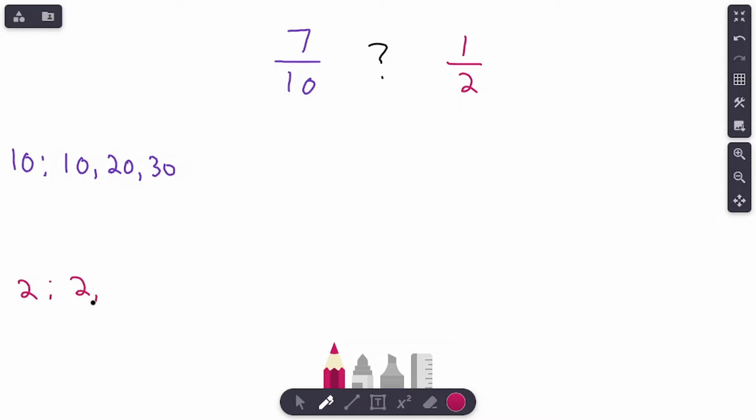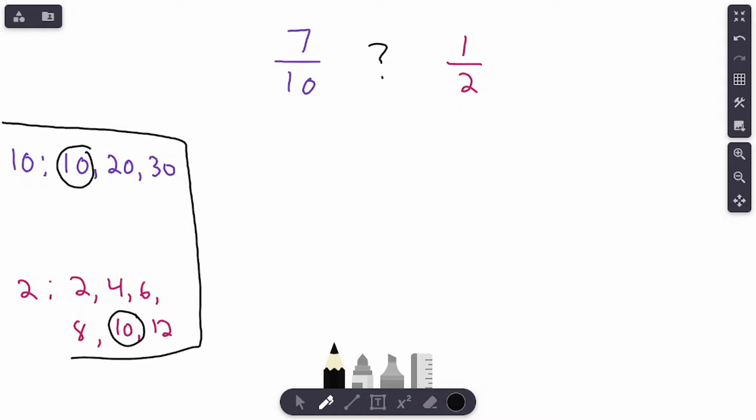I'm going to skip count by 2: 2, 4, 6, 8, 10, 12. Now, is there a number that both of these have in common? 10, 20, 30, and 2, 4, 6, 8, 10, 12, and so on. Do you see a number that they both have in common? Do they both have 10 in common? Well, I see a 10 here, and I see a 10 here. So there we are. We're in luck. Our very first number we listed, they have in common, which is awesome for us.